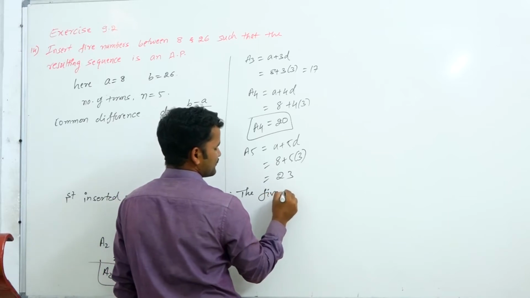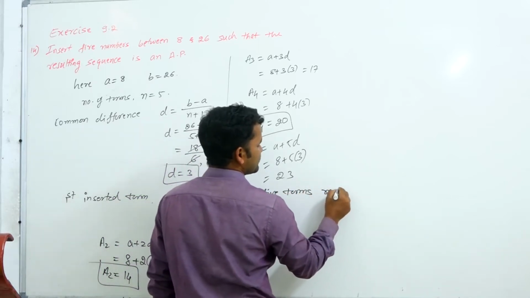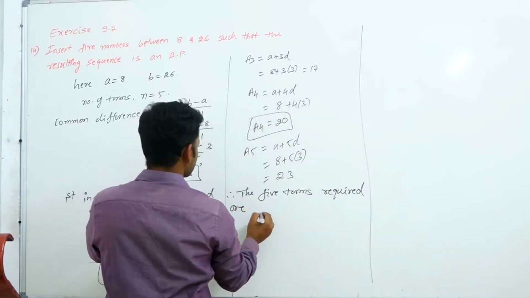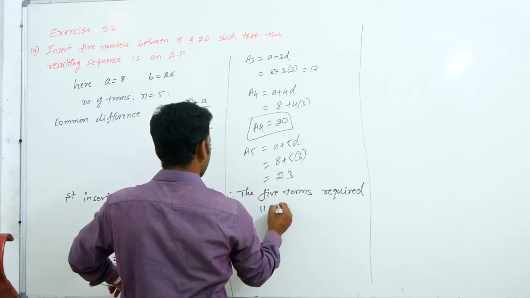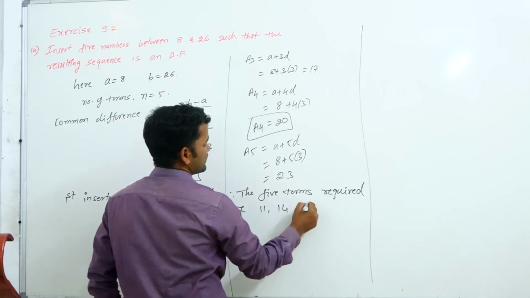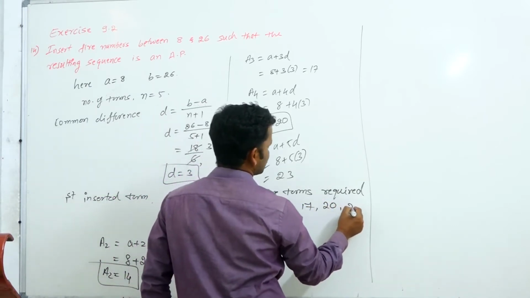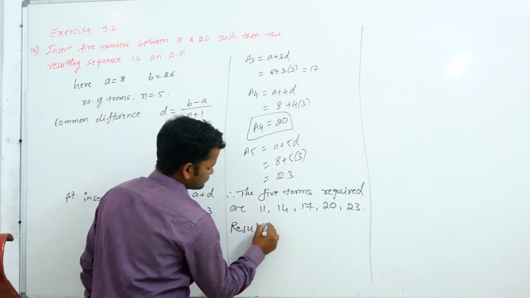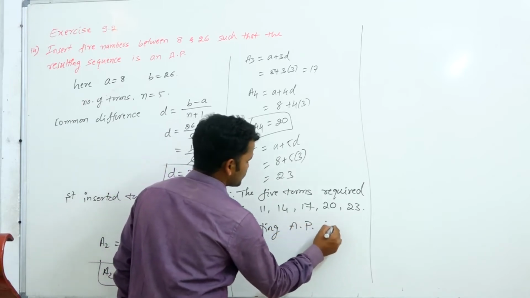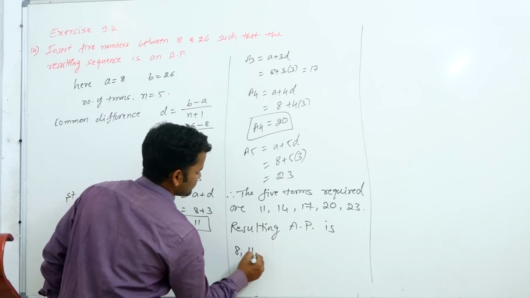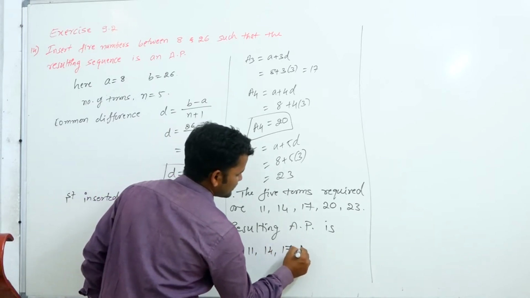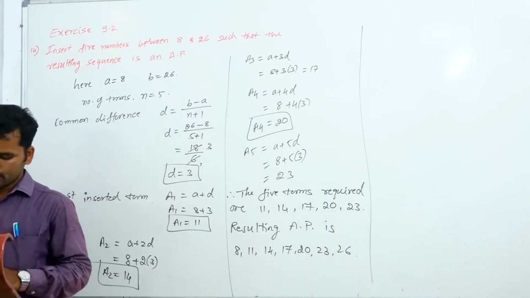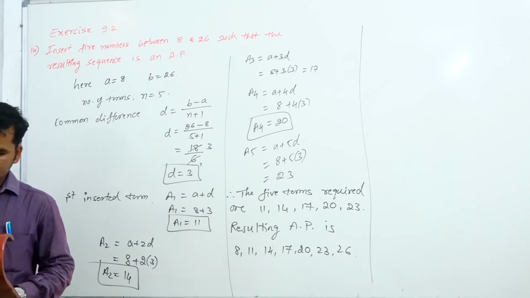Therefore, the 5 terms required are, what are those? 11, 14, 17, 20 and 23. Resulting arithmetic progression is 8, 11, 14, 17, 20, 23, 26. This is about problem number 14 in the exercise 9.2.